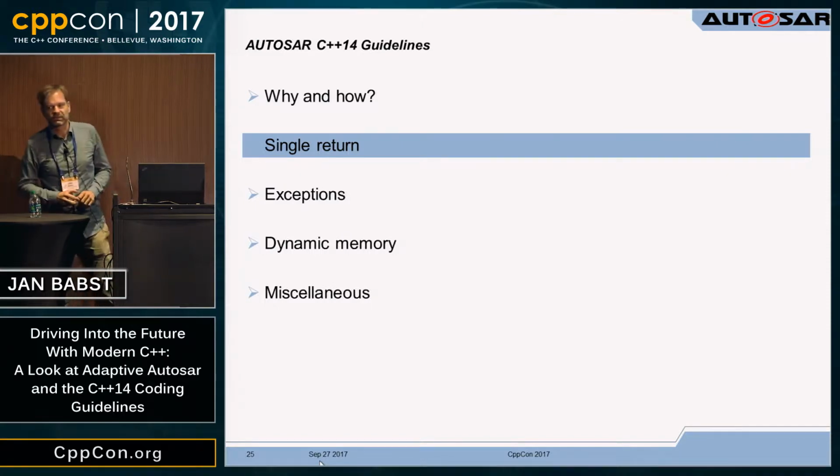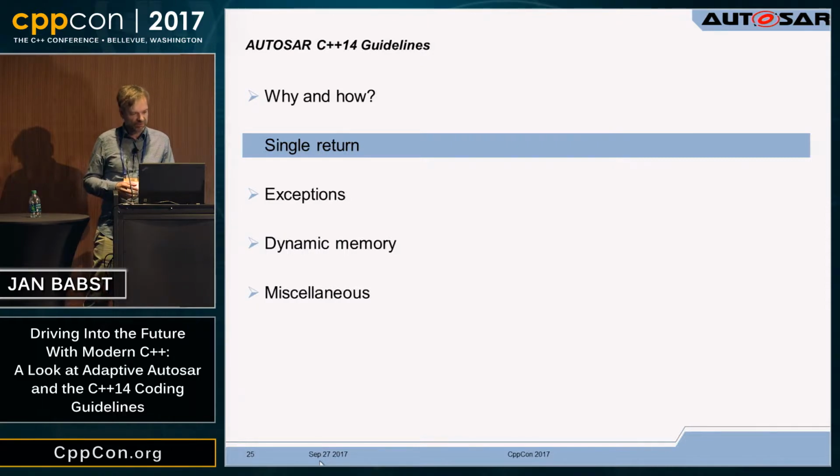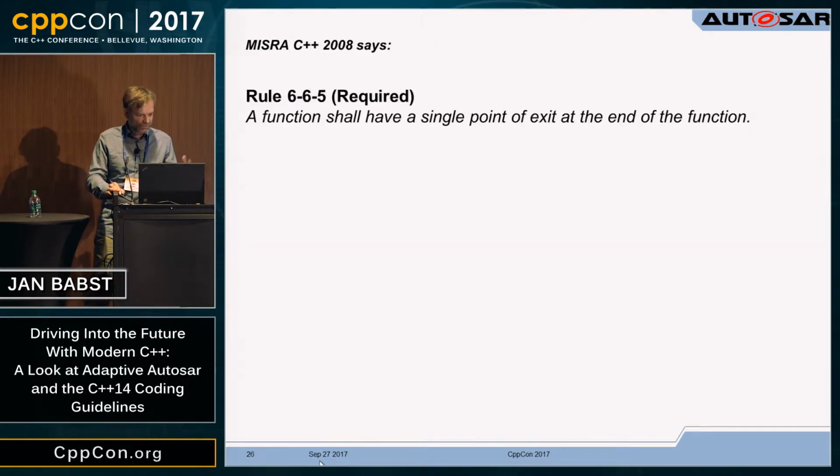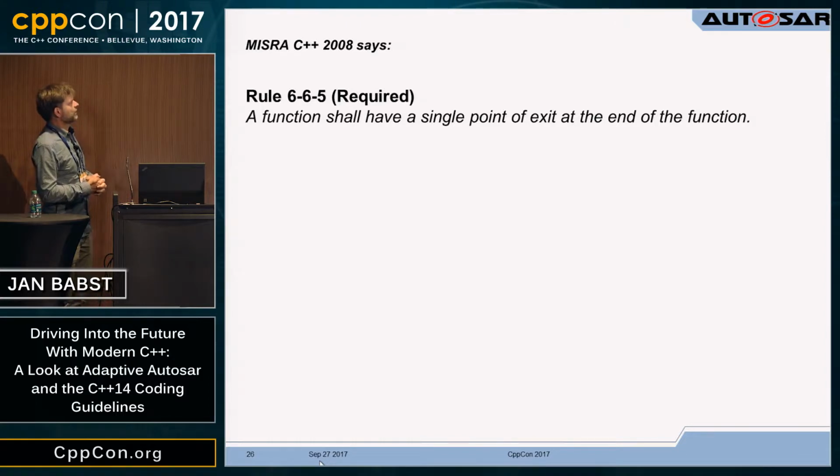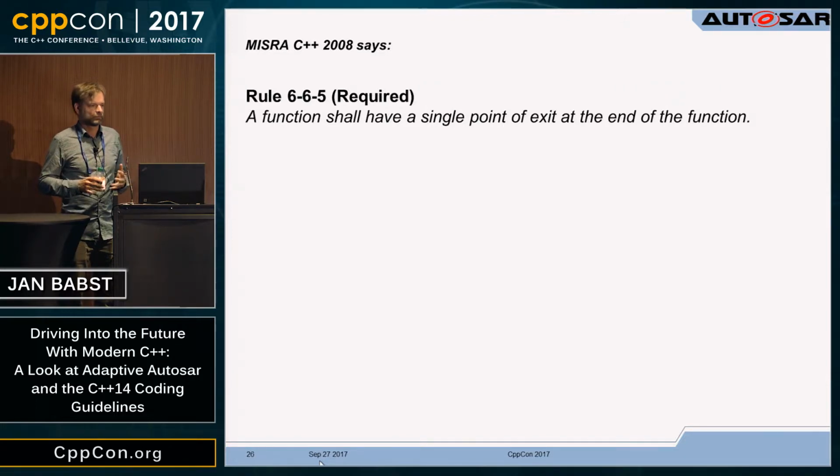So let's look at some of the rules. Single return. Single return is a rule which you can find in a lot of the existing older standards, in the MISRA standard, even in the JSF guideline, I should say, it's not a standard. For example, MISRA says a function shall have a single point of exit at the end of the function. Now, this is a problem. Why is this a problem? It just doesn't work.